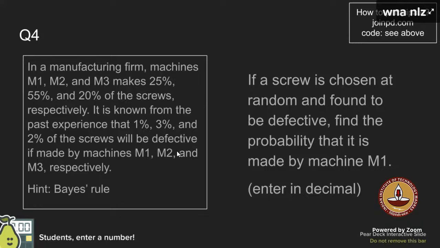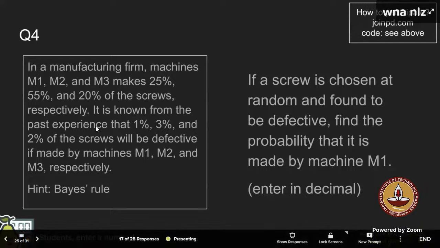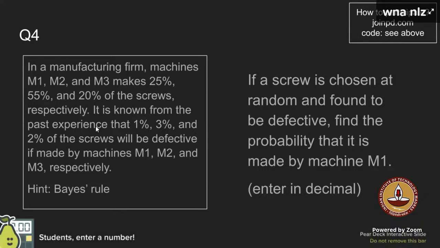Okay, getting to the solution of this question now. Let's see. This is the same question we solved, the same pattern, but what they've asked is different. Again it's given that we have 3 machines in manufacturing: M1, M2, M3. 25% of the screws are from M1, 55% from M2, and 20% of the screws are from M3. From past experience, it's known that 1% of screws from M1 are defective, 3% from M2 are defective, and 2% from M3 are defective.